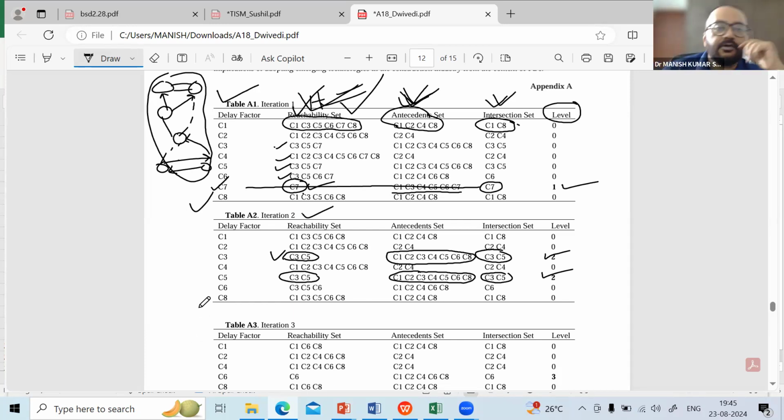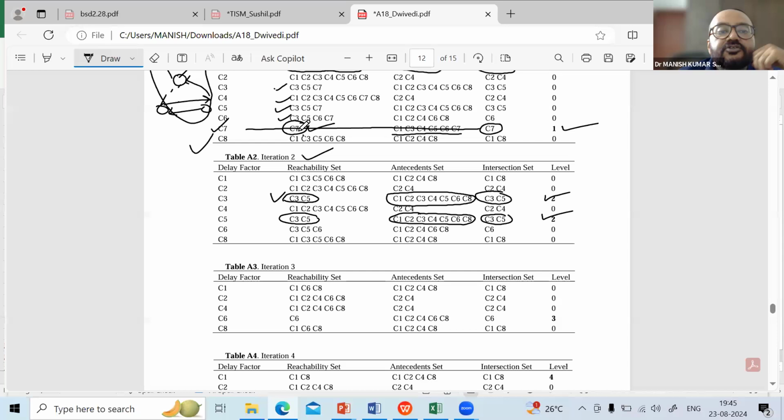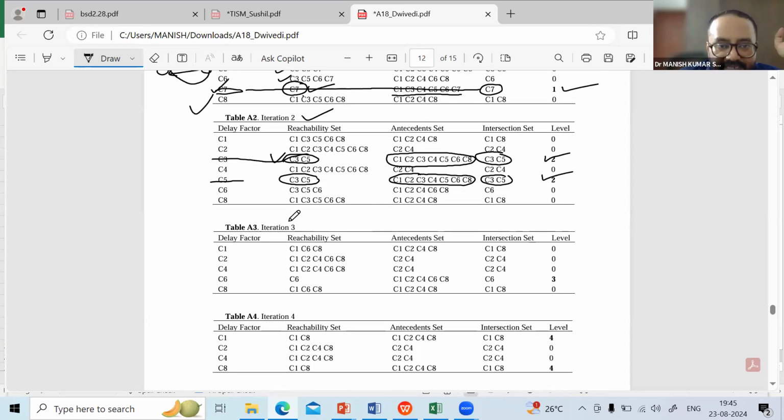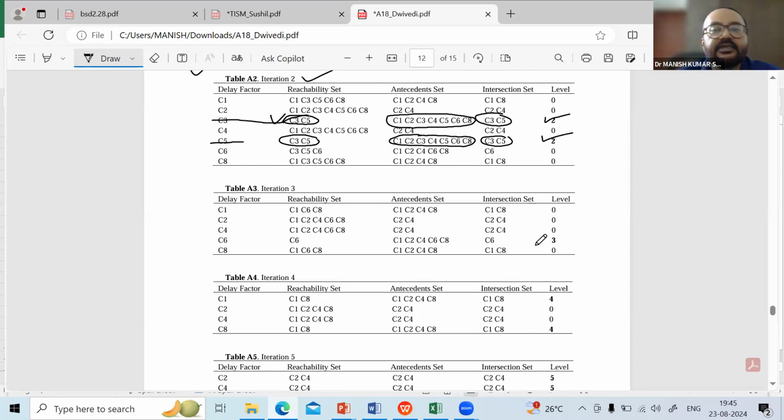Okay, fine. Then after this iteration, we remove this one. The level is gone; now we cannot allot this level to anyone. So for the second iteration, after it is done, we got level 2 in two places. So C3 is gone and C5 is gone. Here C7 is also gone. Now in the next iteration, we write the remaining things like this, and then we get this one. So it is the same methodology.